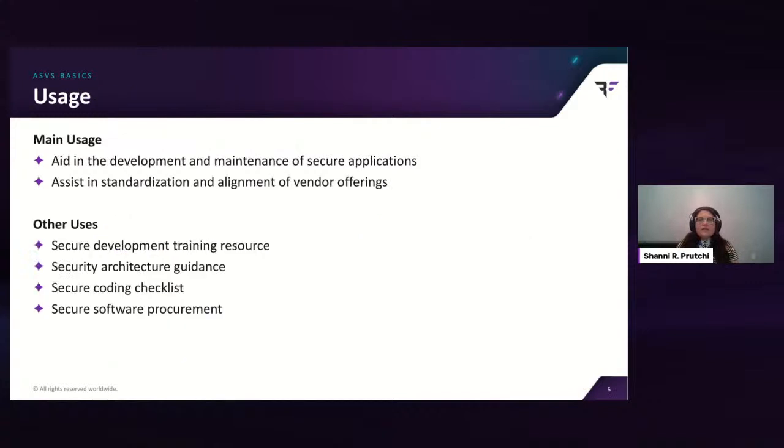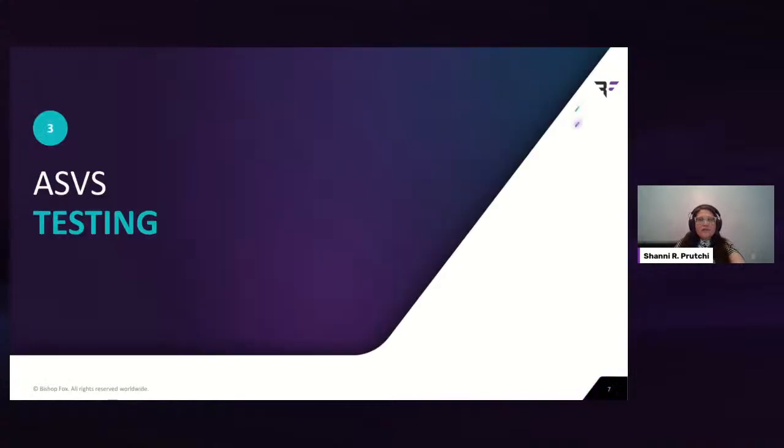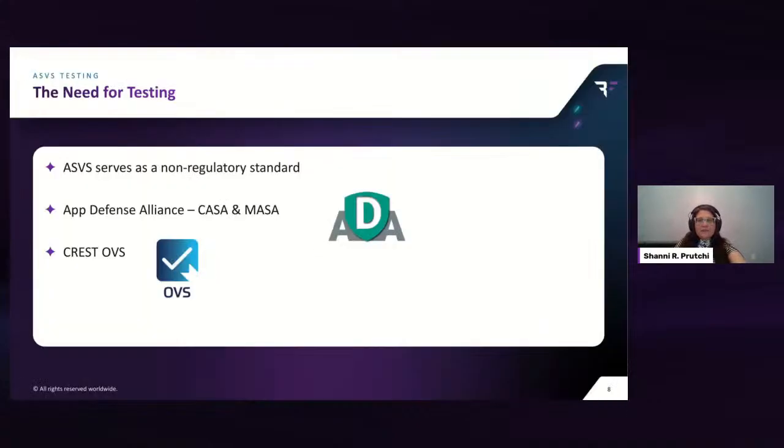The ASVS serves 2 primary purposes: for secure application development and to align vendor offerings, but it also offers a few other uses. Those include secure development training resources, secure coding checklists, guidance on architecting secure applications, as well as purchasing secure software. But there's also a use case that is not explicitly mentioned in the standard, but is valid, and that is as a testing framework. And this is the context that we're going to be exploring today.